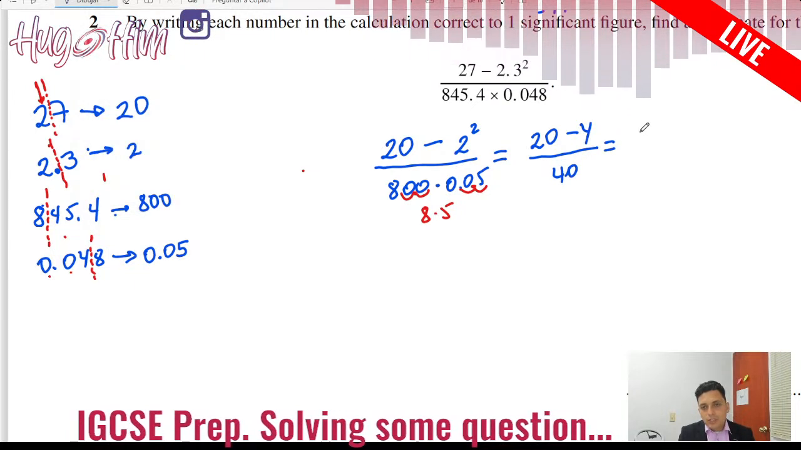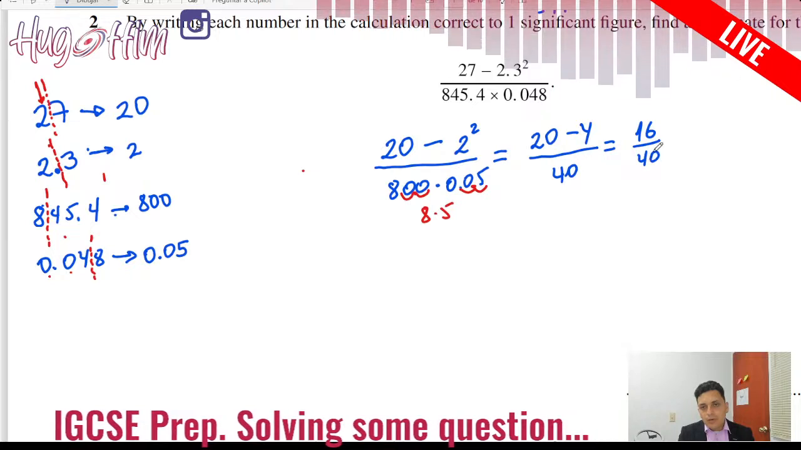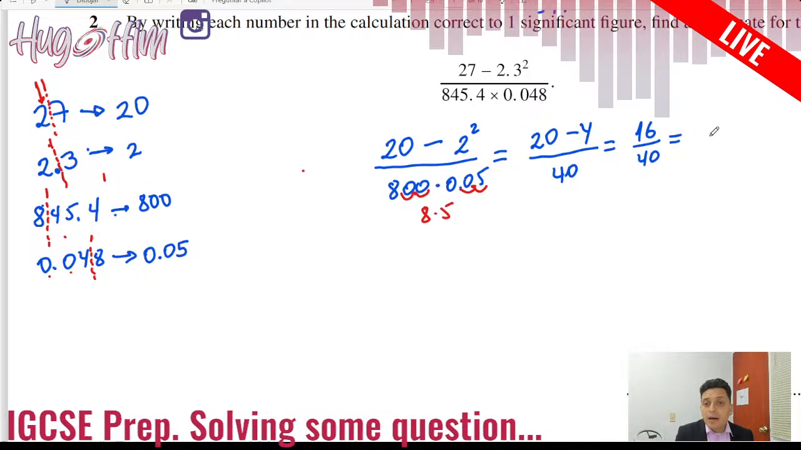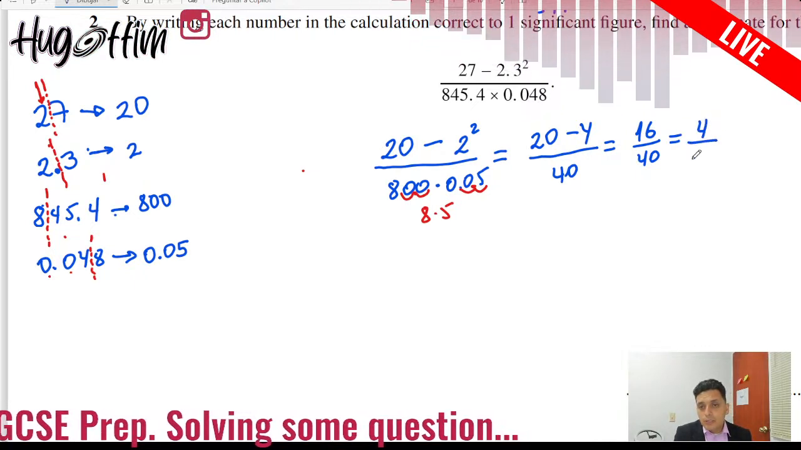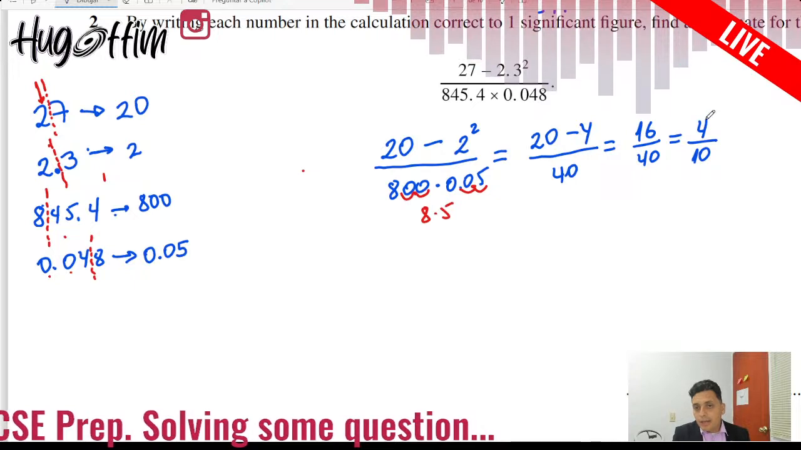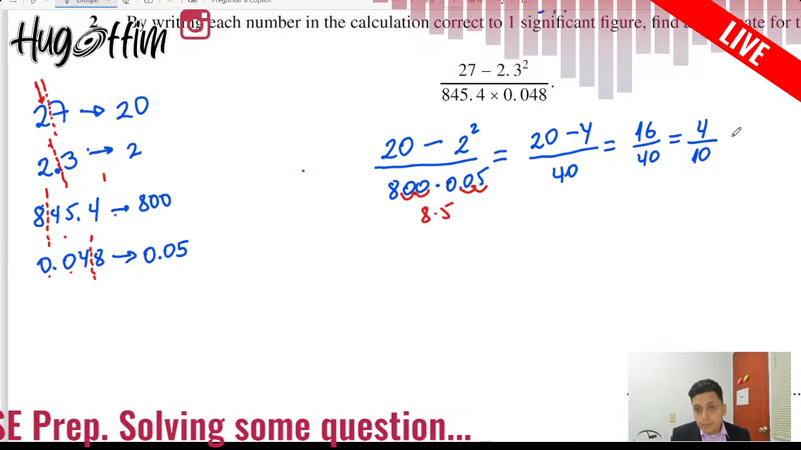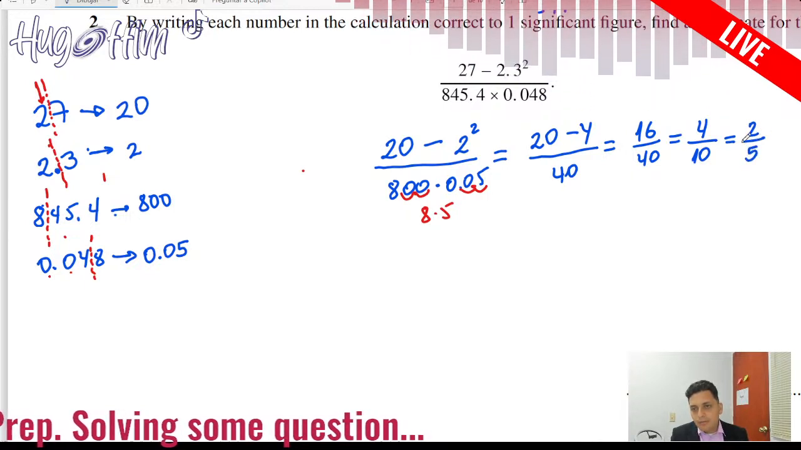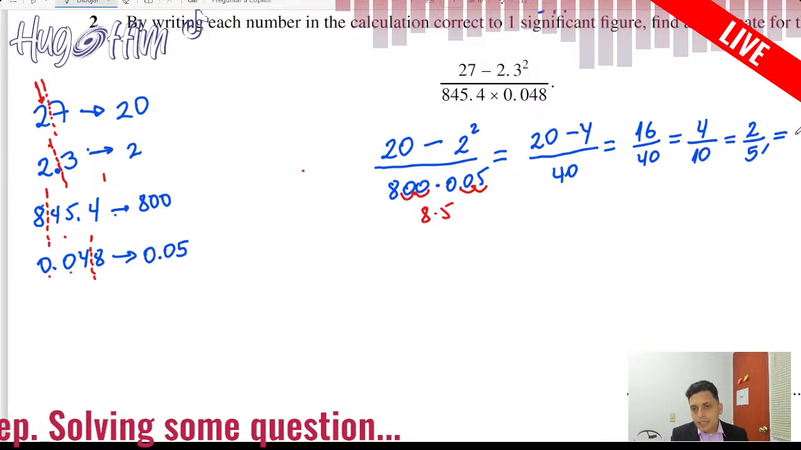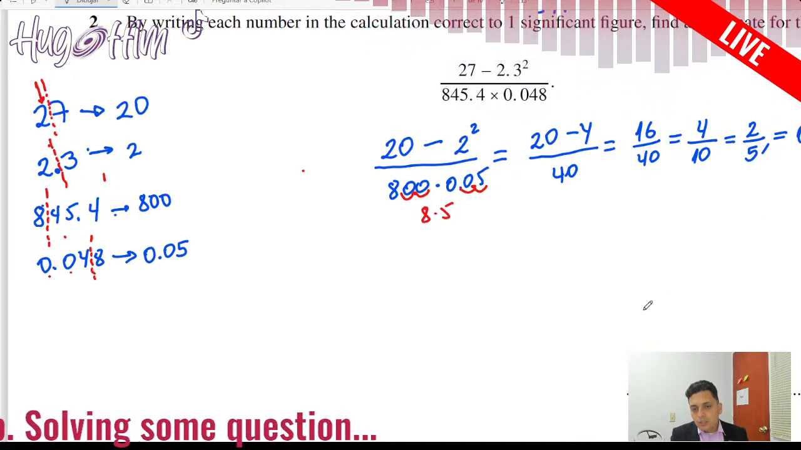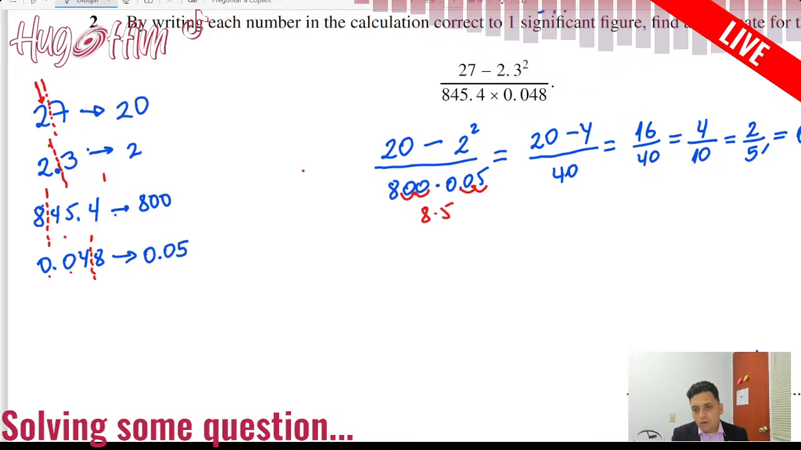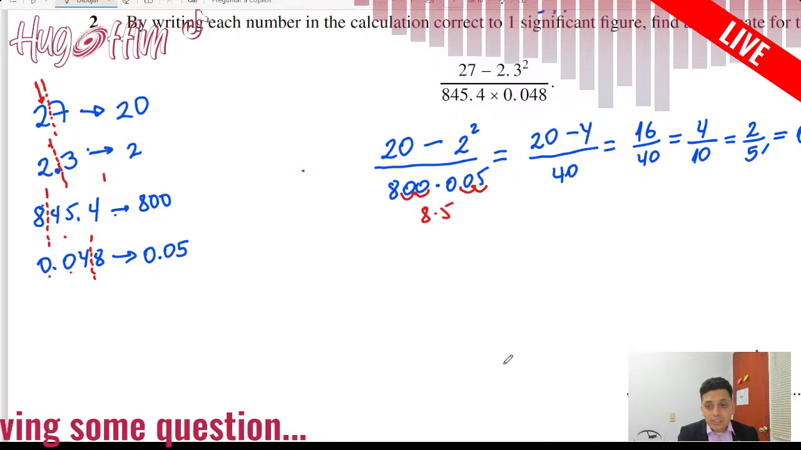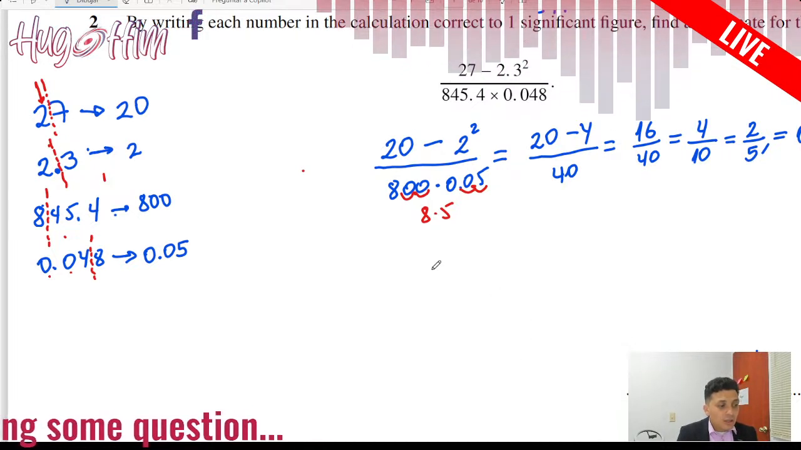And 20 minus 4 is 16 over 40. I can simplify by dividing by 4. Divide by 4 is going to be 4 over 10. And now I can divide by 2. Okay, actually I can divide by 8, right? 2 over 5. So I got 2/5. 2/5 is just 0.4. So the estimation of the calculation, correcting each number to one significant figure, is going to be 0.4.